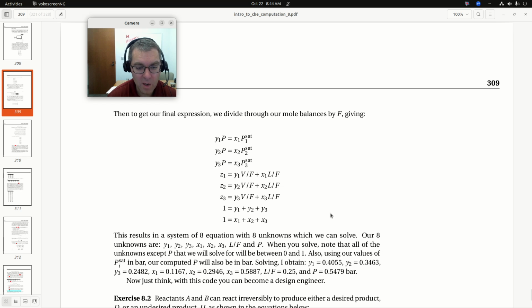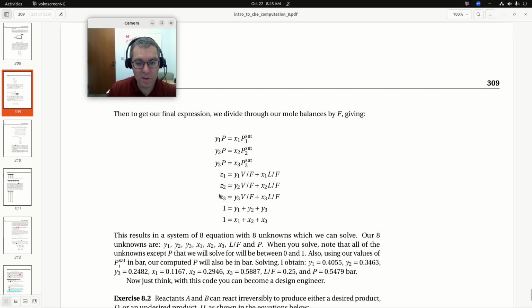Our 8 unknowns are my vapor composition, my liquid composition, fraction remaining liquid, and my pressure. When we solve, note that all of the unknowns except P will be between 0 and 1. We can use the values of P_i sat in bar, and so if we do that, our final pressure will be in bar. Then here's what I obtain when I solve. Okay, cool. And I'll set this up as is in MATLAB and solve using fsolve.